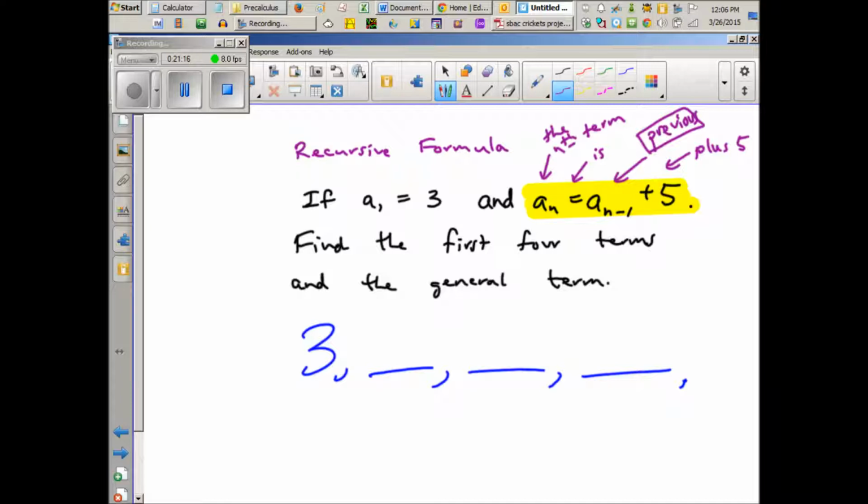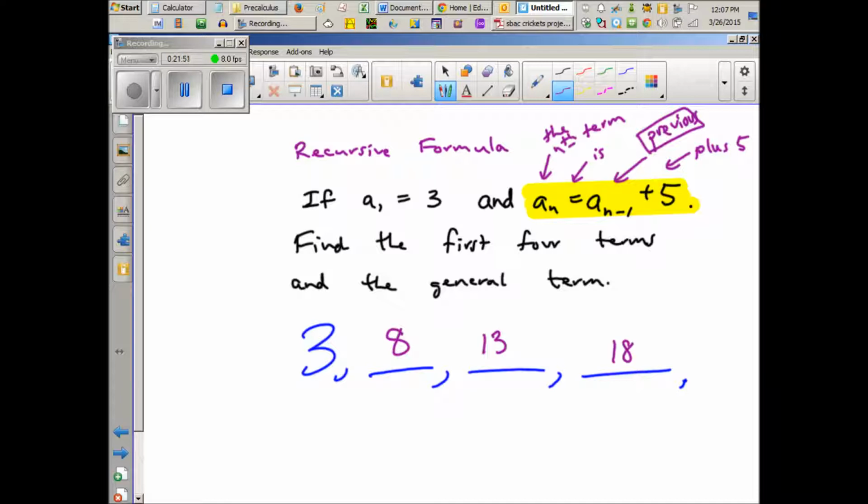Let's go ahead and fill in the sequence. The second number is the previous number plus 5. Fill it in. Go ahead. So what goes here? Yes. The third number is the previous number plus 5. What's next? 13. The next number is the previous number plus 5. What's that?